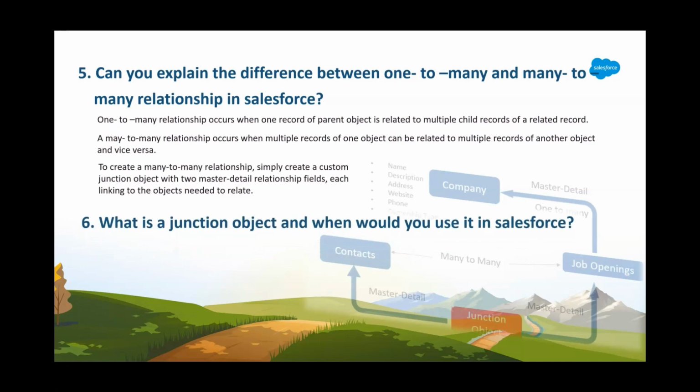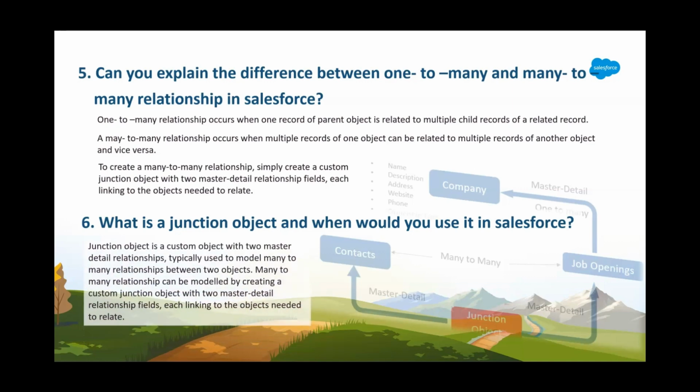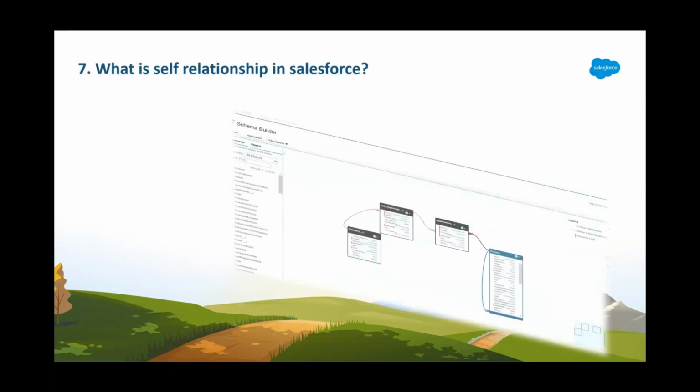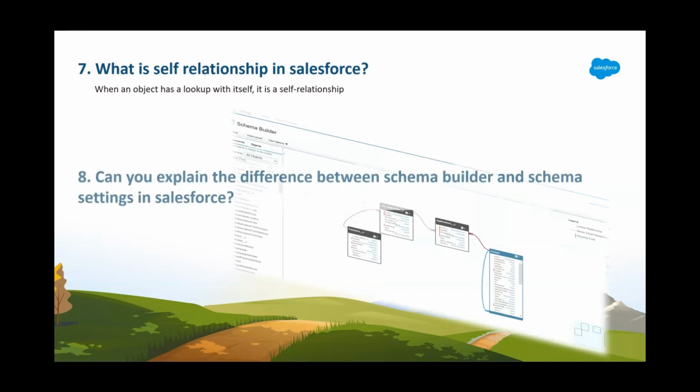6. What is a junction object and when would you use it in Salesforce? A junction object is a custom object with two master detail relationships, typically used to model many-to-many relationships between two objects. Many-to-many relationships can be modeled by creating a custom junction object with two master detail relationships. 7. What is self relationship in Salesforce? When an object has a lookup with itself, it is called self relationship.